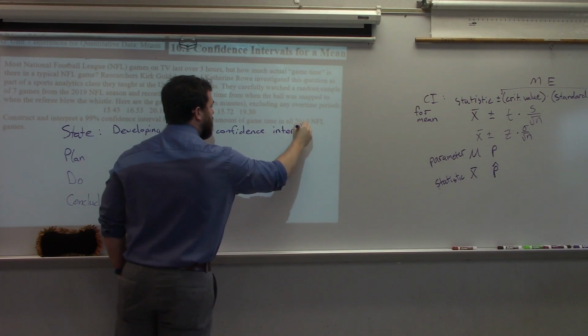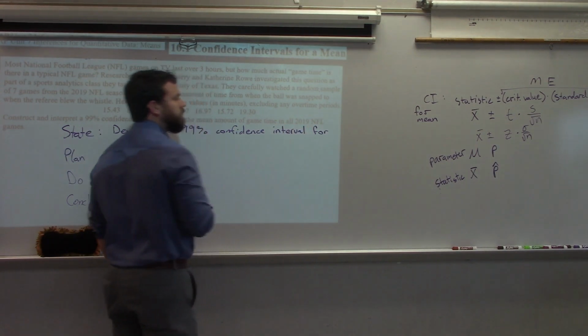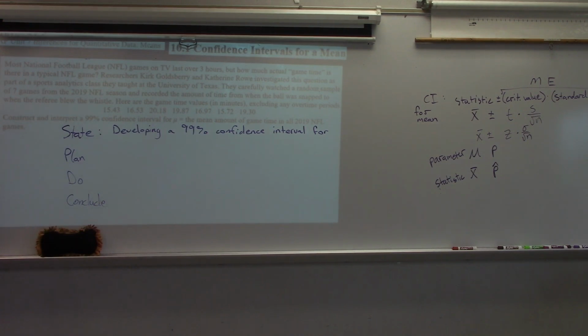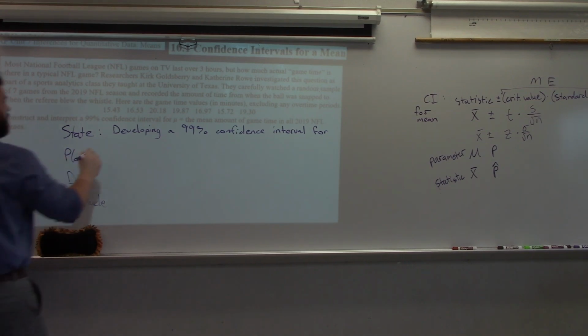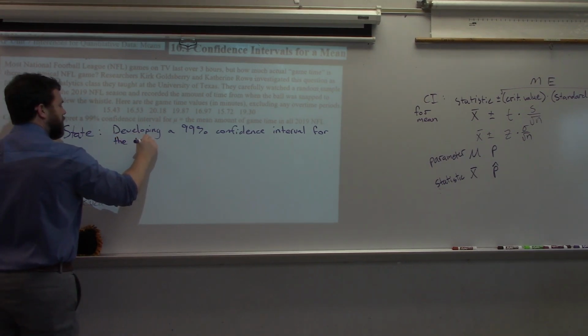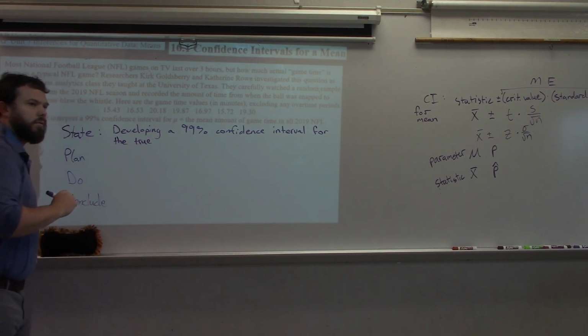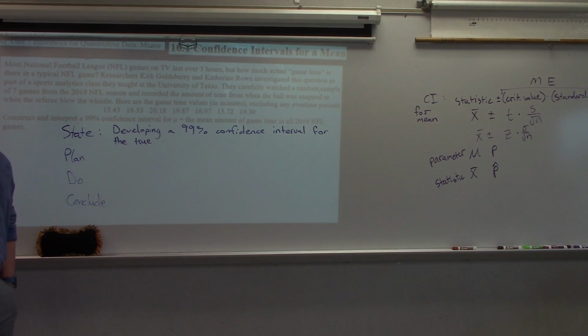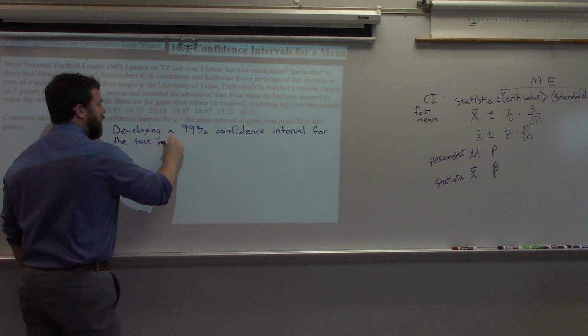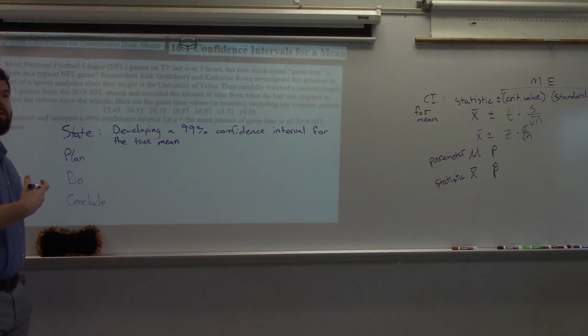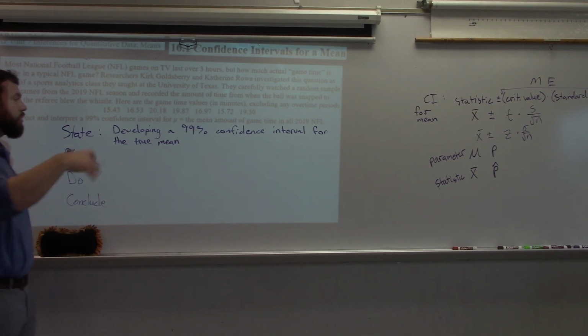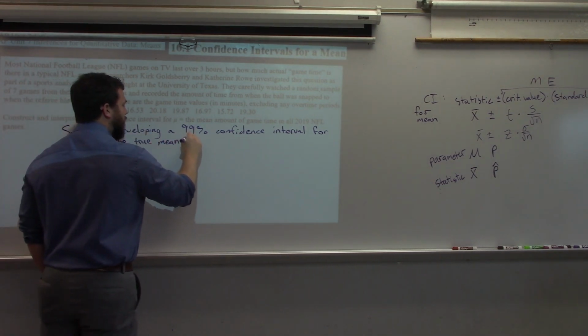Now I need you to be careful on this context. For what? I need someone to tell me what. For the true amount of time. I noticed you said amount of time. What's a keyword we could use there for the type of confidence interval we're trying to do? True mean, right? I'm not looking at proportions, because I caught myself saying proportions here. We're dealing with means, the true mean time.